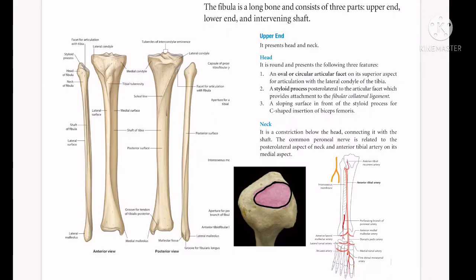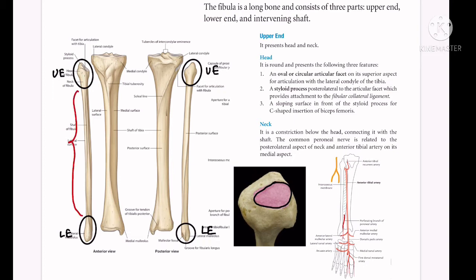The fibula is a long bone, and hence it presents three parts: upper end, lower end, and an intervening shaft. Let's mark the upper end, lower end, and the shaft. This is the upper end of the fibula, both in anterior and posterior view. Then the lower end. And in between the upper and lower ends lies the shaft.